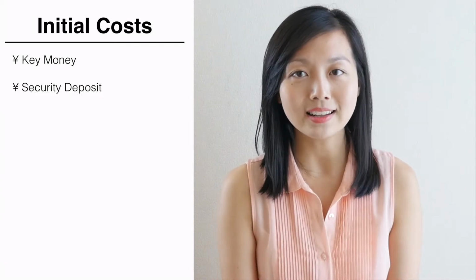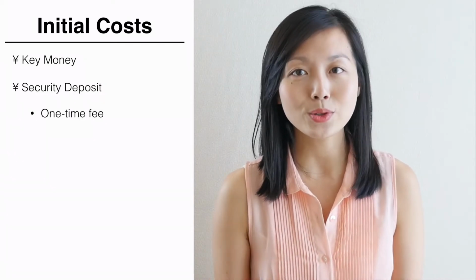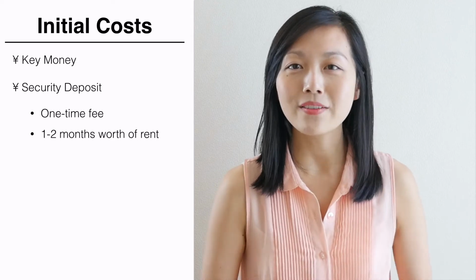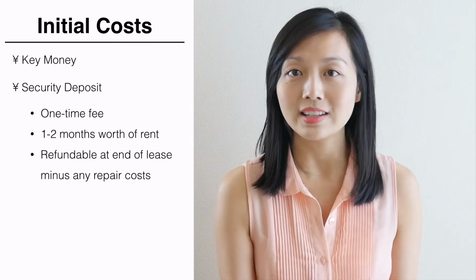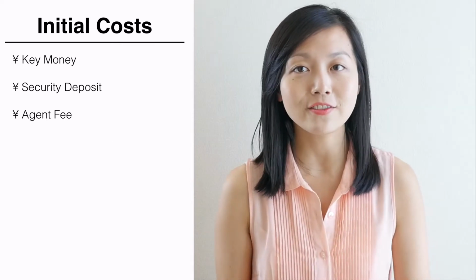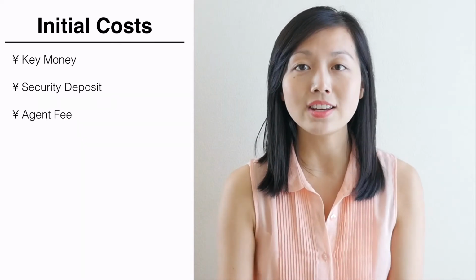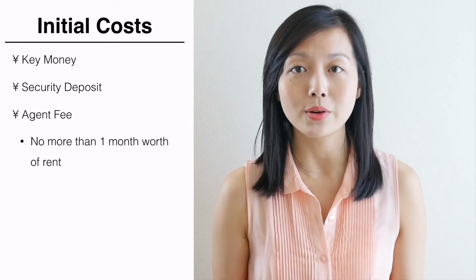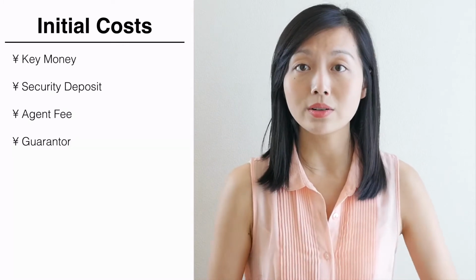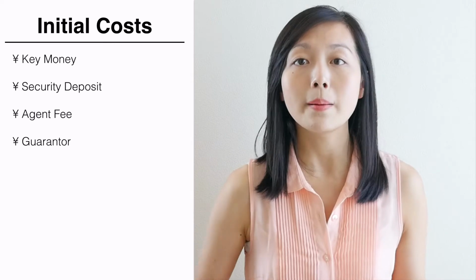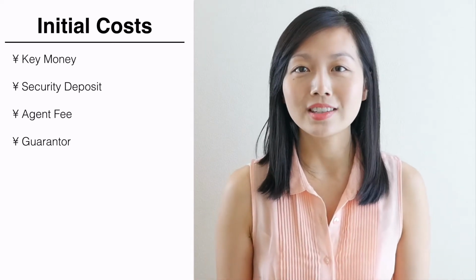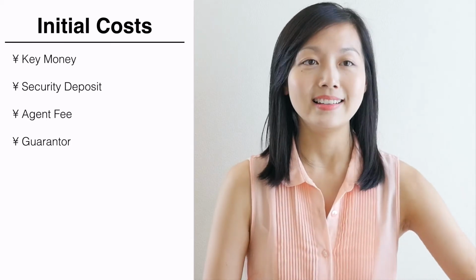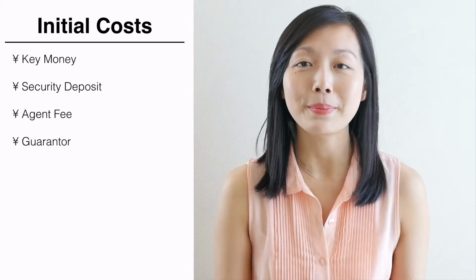Next, security deposit. This is a one-time fee and it's also worth about 1 or 2 months rent. However, this one is refundable when you vacate the property, given that it's not damaged or anything. Okay, agent fee. This is money paid to your real estate agent and is no more than 1 month's worth of rent. You may also need a guarantor, which is a person or company who will act as your insurance and promise to cover any costs that you don't should you, say, suddenly flee the country or disappear.